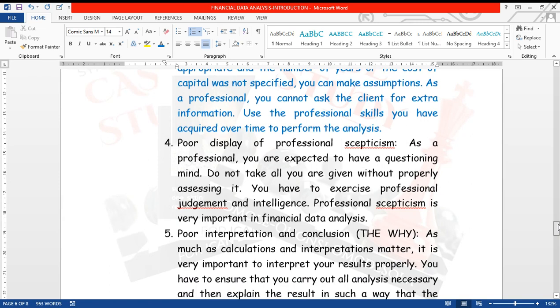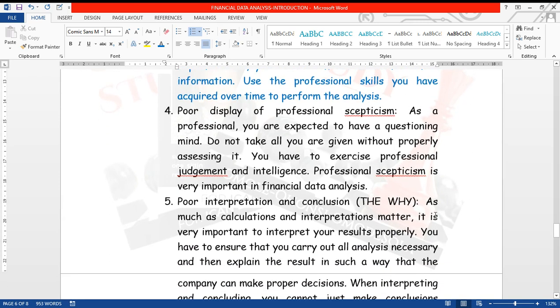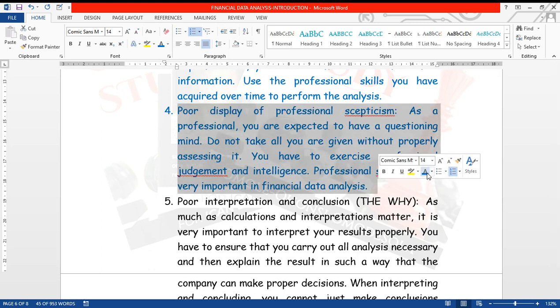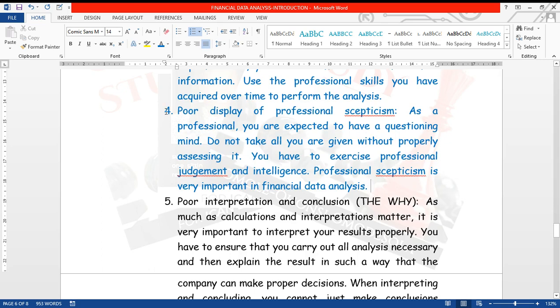Next, poor display of professional skepticism. As a professional, we are expected to have a questioning mind. Do not take all you are given without properly assessing it. You have to exercise professional judgment and intelligence. Professional skepticism is very important in financial analysis. Do you understand? So you have to have a questioning mind.